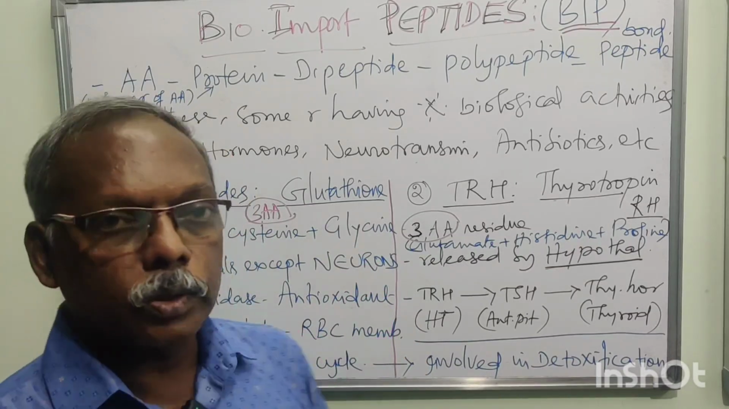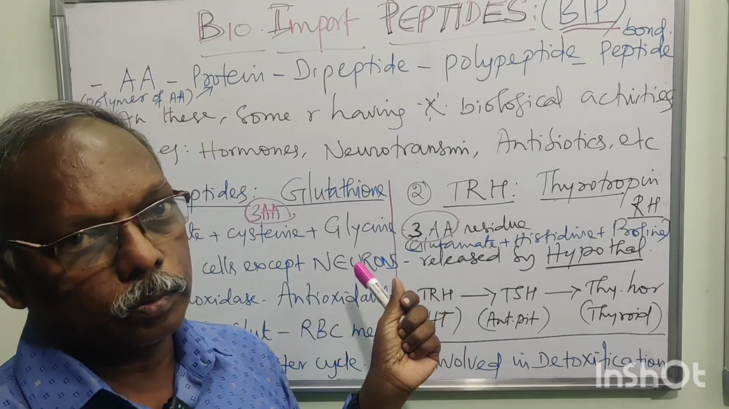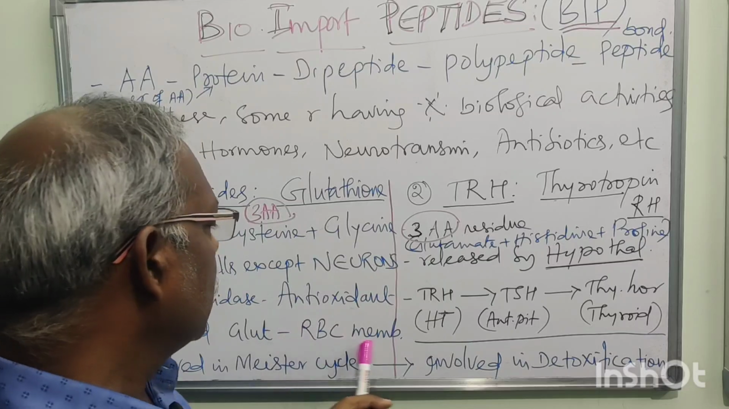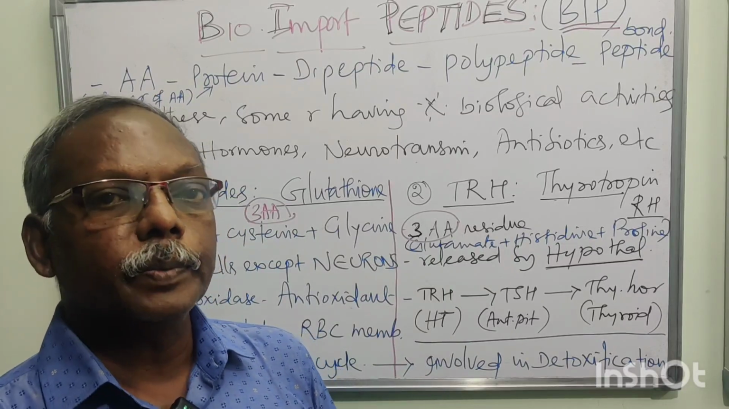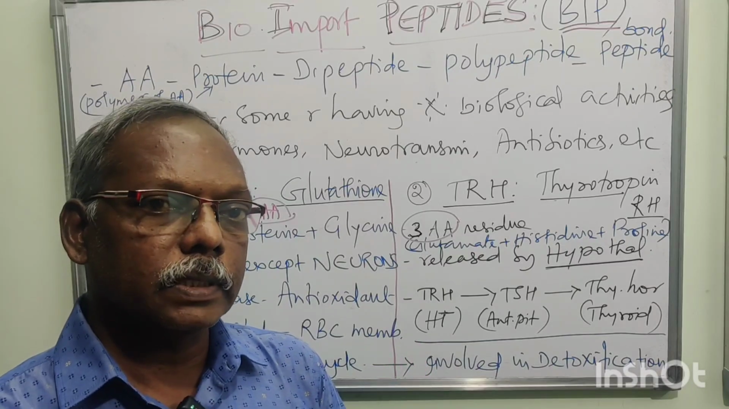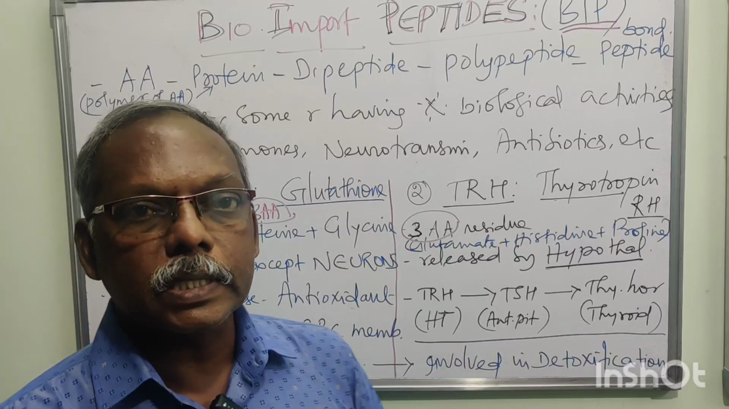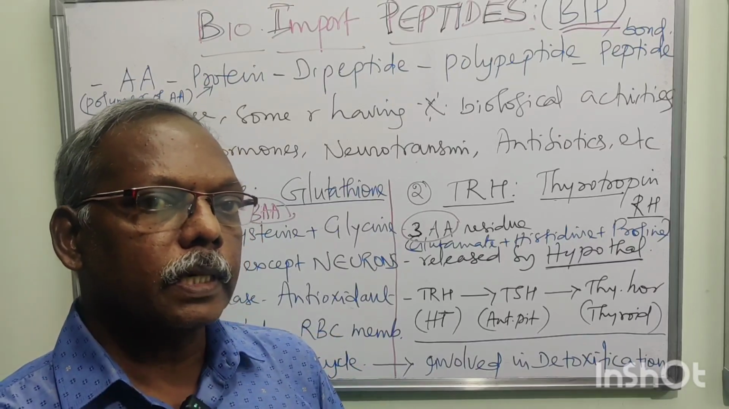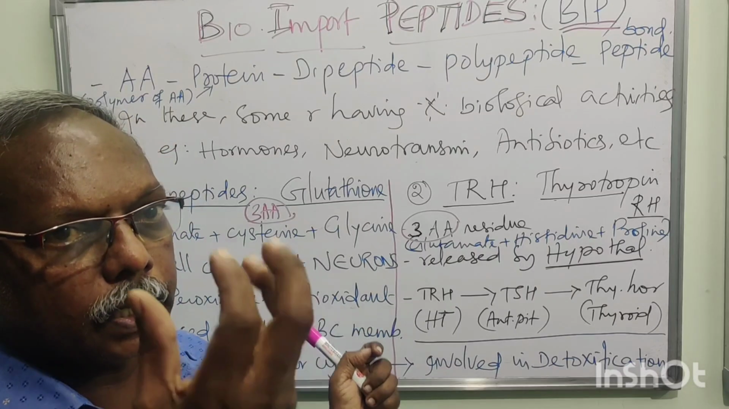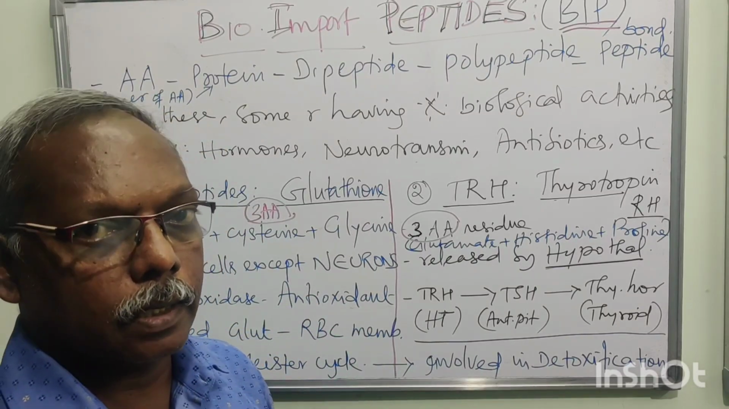Second, RBC membrane integrity is maintained by glutathione. First point is antioxidant, second is maintaining the integrity of the RBC membrane. Otherwise the cells will rupture, leading to hemolysis and hemolytic anemia. Third, it is involved in the Meister cycle. For the transportation and absorption of amino acids, we need glutathione. The cycle is known as the Meister cycle.